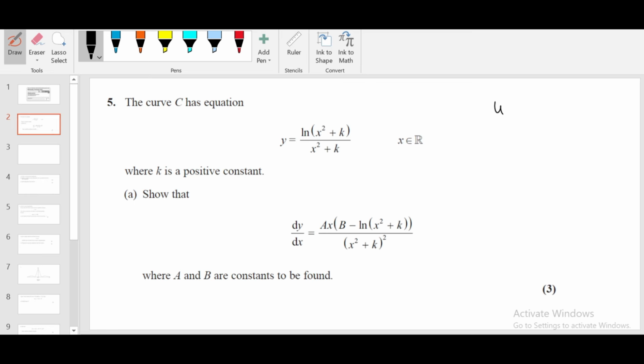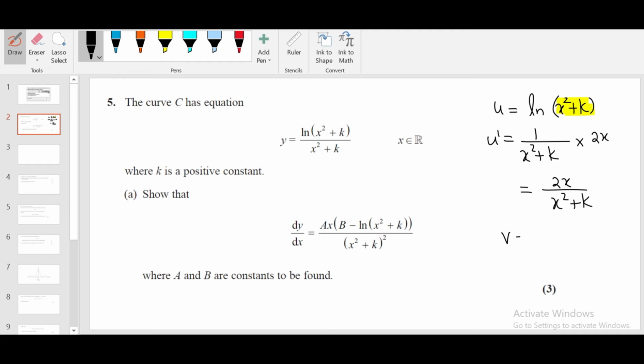So I'm going to take the numerator as u, ln(x² + k), and find the derivative of u. By applying the chain rule, I'm going to take this as x. So the derivative of ln x is 1 over x, times, differentiate the highlighted one, which is 2x over x² + k. And then take the denominator as v. The derivative of v is 2x. Okay, now we have u dash, v dash.